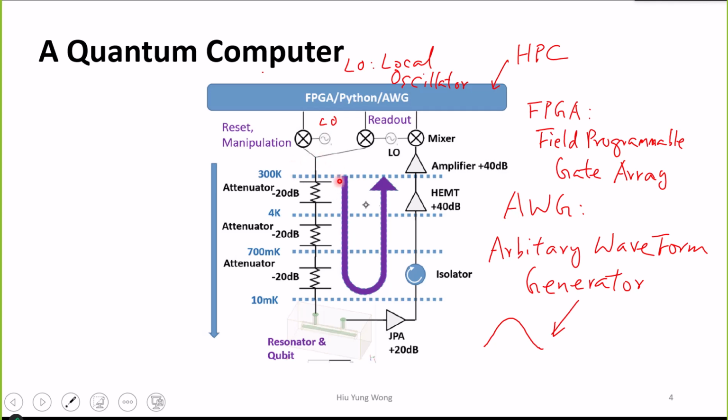Then we go down. This is very bulky and generates a lot of energy and heat, right? So we put it at room temperature. Then you go down through the attenuator, minus 20 dB, another stage to 4 Kelvin, to 700 millikelvin, to 10 millikelvin, where the qubit and resonator reside, right? This pulse will then interact with the qubit and then change it.